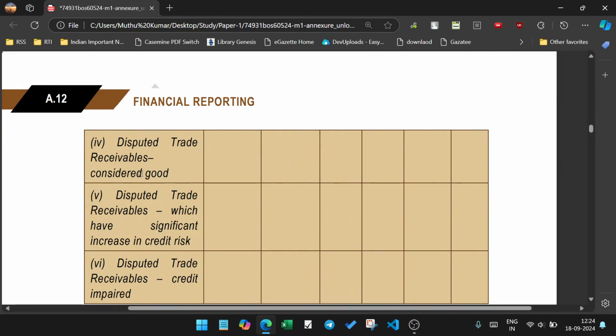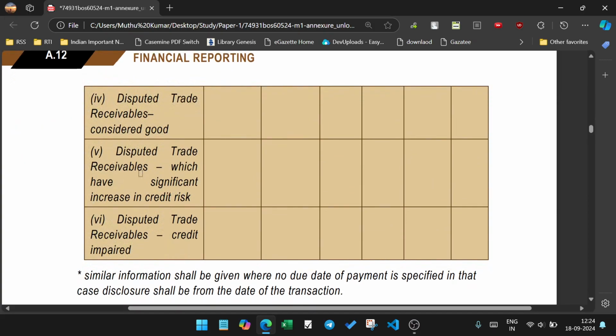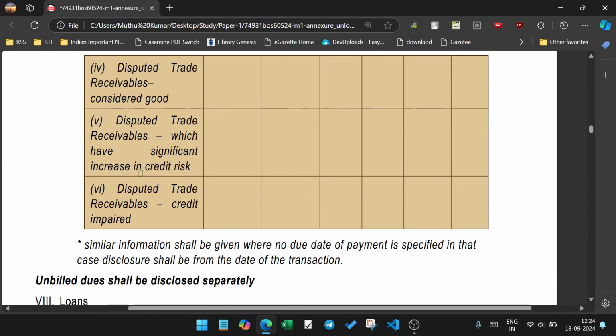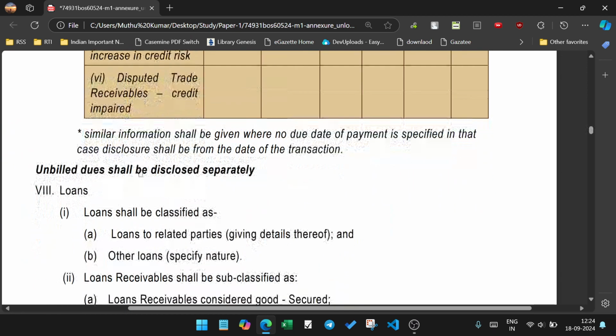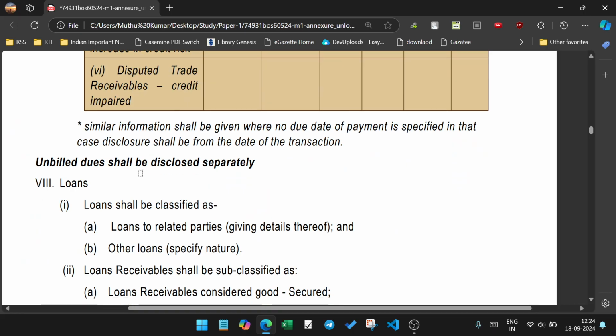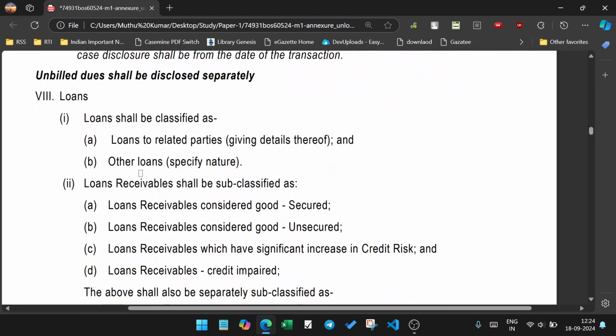And disputed trade receivable considered good. Disputed trade receivable which has significant increase in credit risk. Disputed trade receivable credit impaired. Similar information shall be given where due date of payment is not available, and in such case disclosure shall be from the date of transaction. Unbilled dues shall be disclosed separately.